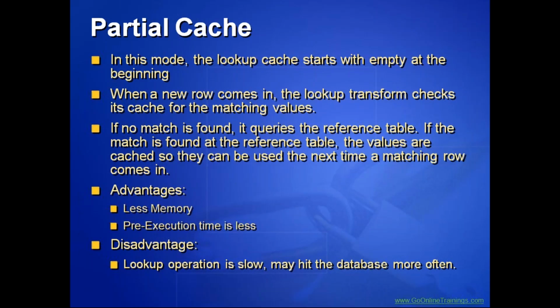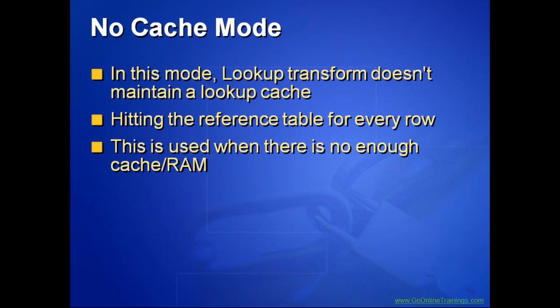We cannot do anything. The third one is no cache mode. In this mode, the lookup transform does not maintain any lookup cache. So it hits the reference table for every row. This is used when there is not enough cache or RAM.